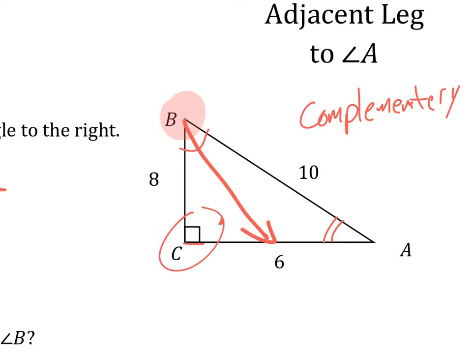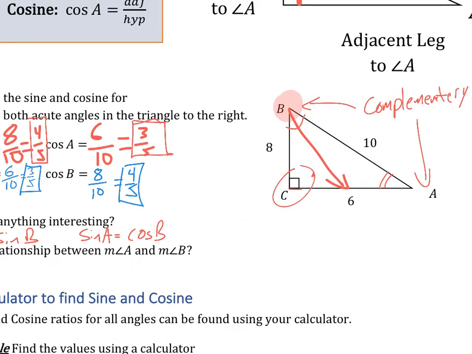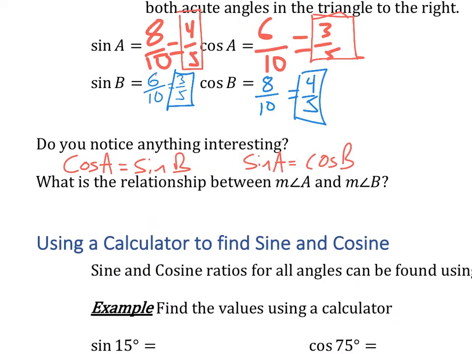Complementary. They complement each other. They say, you're right. No, you're right. No, we're both right. They complement each other. Haha. Okay, so A and B are complementary angles. So that's going to be useful to us, all right?